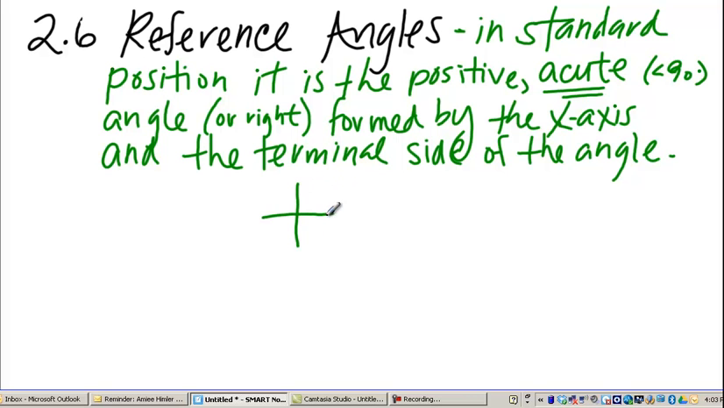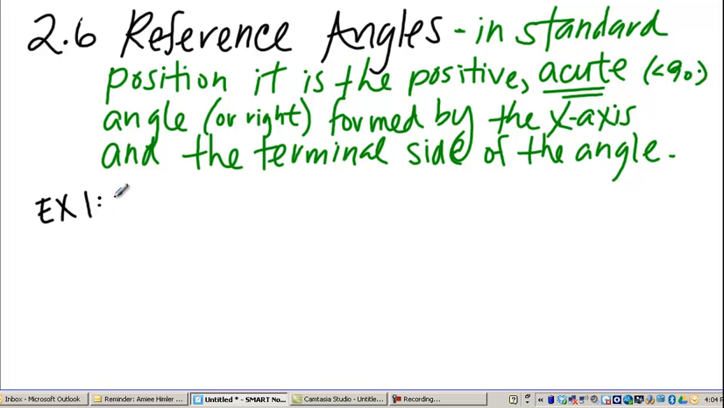So if this is my x-axis and y-axis, the terminal side is where it ends. So that right there would be the terminal side. Like if I said this was 60 degrees, that would be my terminal side. Or if I said this angle here, wherever your angle ends, that's your terminal side. Okay? Let me give you some examples and we're going to talk about it, because you're probably like, what does that mean whatsoever?